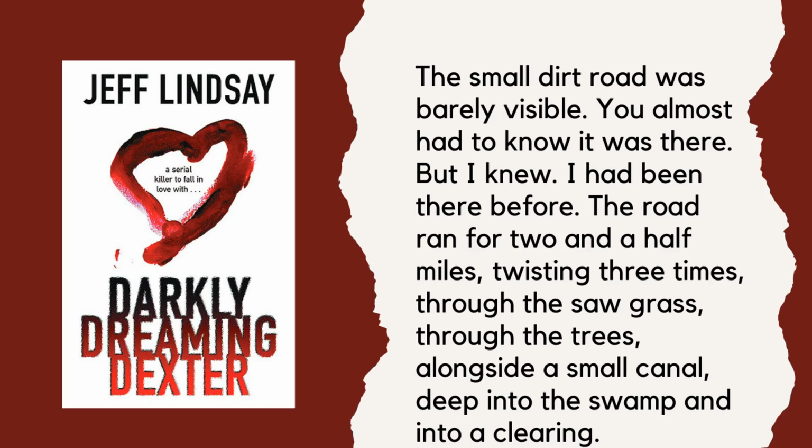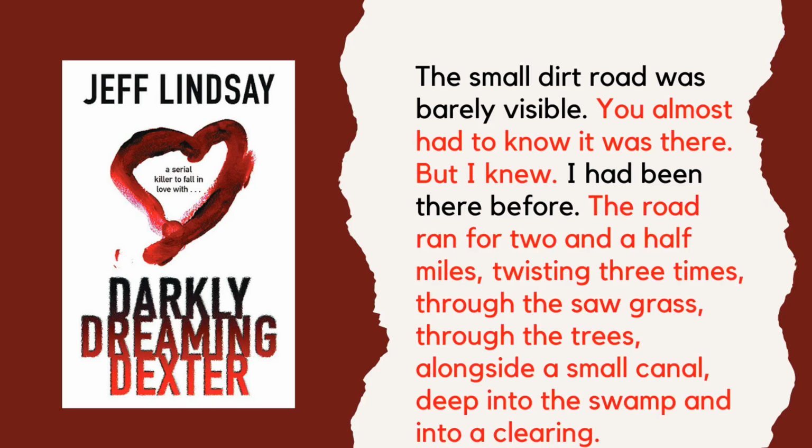Dexter overtly states his familiarity with the location. "You almost had to know it was there, but I knew." And then emphasizes his familiarity with specific details about the road. "The road ran for 2.5 miles, twisting 3 times through the sawgrass, through the trees, alongside a small canal, deep into the swamp, and into a clearing." This level of detail emphasizes just how familiar Dexter is with this road.